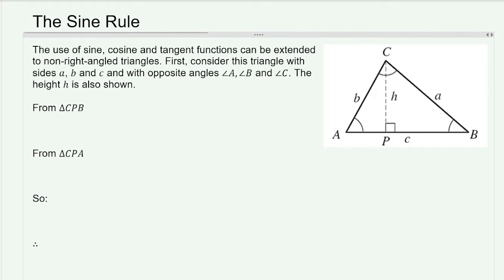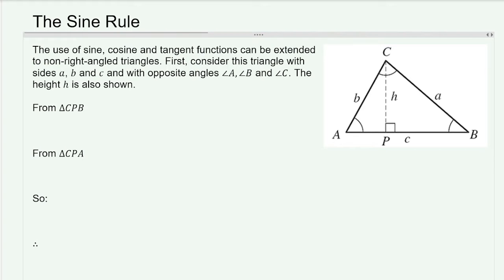So we can see here in the little blurb that we can use sine, cosine and tangent functions with right angled triangles, but we can also extend it out to non-right angled triangles. Over to the right hand side of the screen, we have a triangle with corners A, B, C, and then sides a, b, and c, and the height there is h as shown.